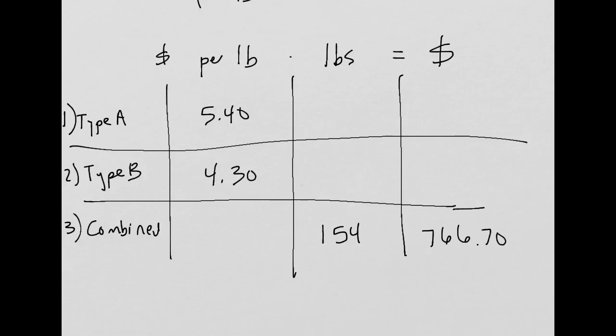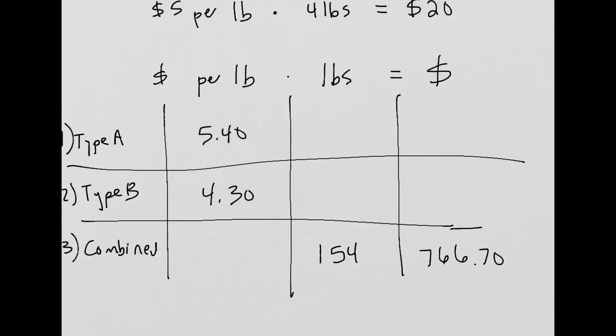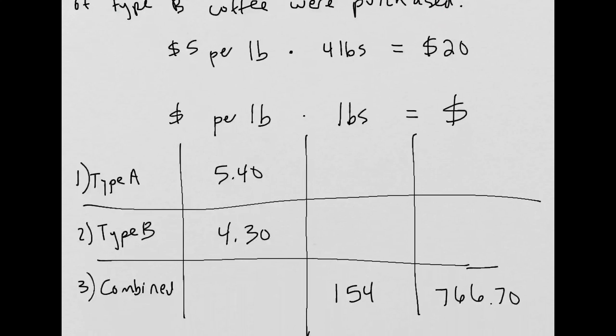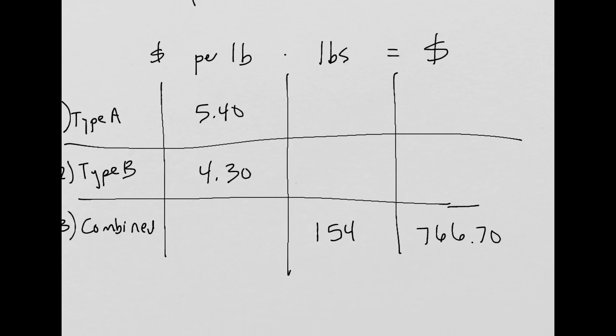Okay, well, what about my other entries? What were we looking for? What we were looking for was how many pounds of type B coffee were purchased. Right now, I don't know that information. That would go right here. Since I don't know it, I'm going to call that X.